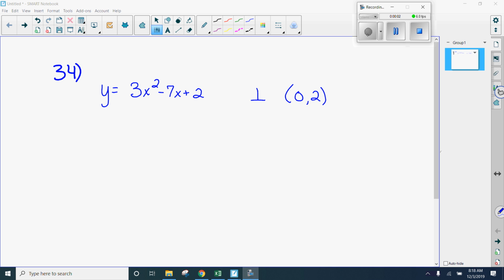Okay, so we need the line that is perpendicular to y equals 3x squared minus 7x plus 2. What do you know about a tangent line? It's going to create perpendicular, right? Especially when you deal with a circle, the tangent line is going to be perpendicular to the radius of the circle. This happens to be a parabola, so find the equation of the line perpendicular to that curve.